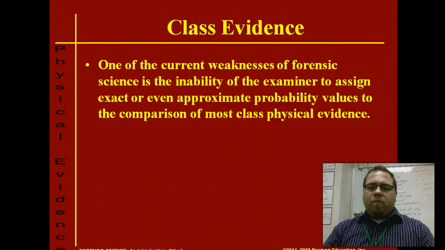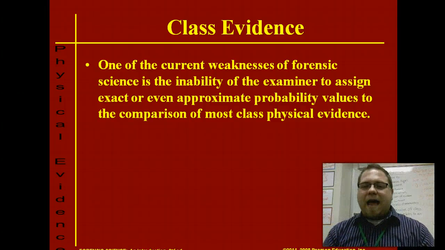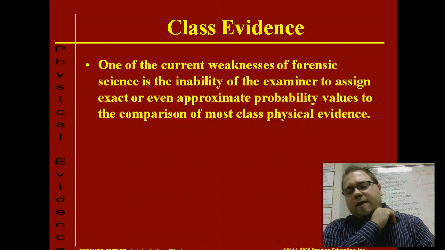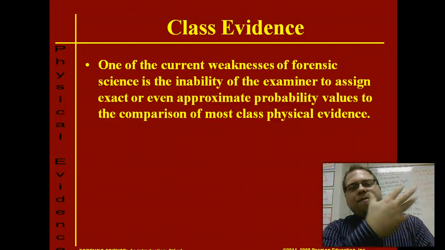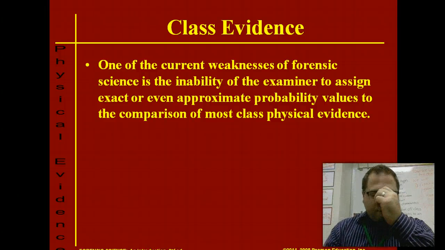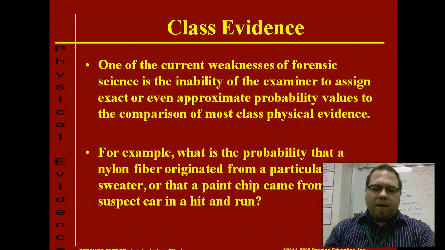So this is actually one of the current weaknesses of forensic science, the inability of the examiner to assign exact or even approximate probability values to the comparison of most class physical evidence. You can't say, like with the purple fiber on my shirt, that if I find this fiber, it is a 1 in 378 chance that it goes along with the shirt. You can't assign an actual number to it. So that bugs people, especially when we're talking about science, that you can't actually give a quantified number to it.